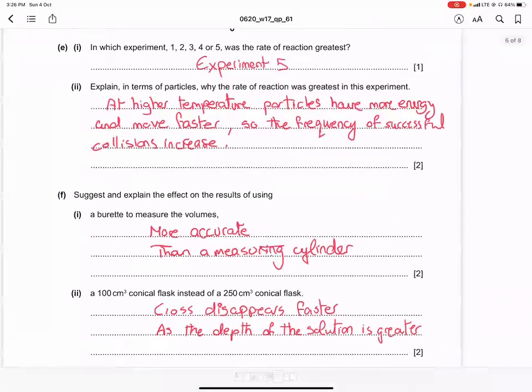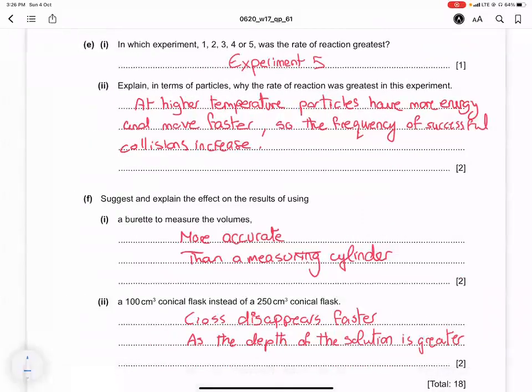In which experiment was the rate of the reaction fastest? It's experiment 5. Explain why, in terms of particles, the rate of reaction was greatest: because it had the highest temperature, or you can say at higher temperature, particles have more energy, okay, and move faster. So the frequency of successful collisions increases. Please always say the frequency of successful collisions.